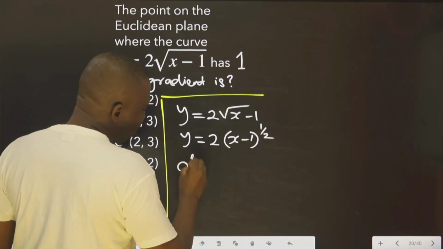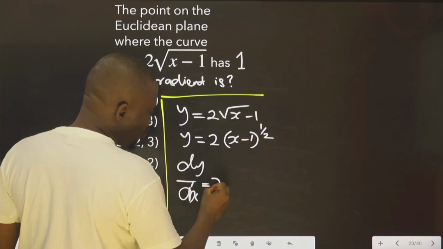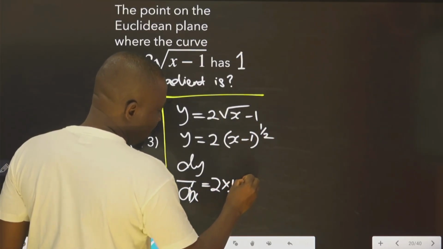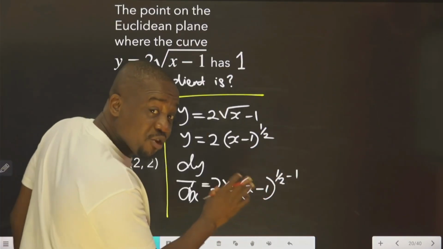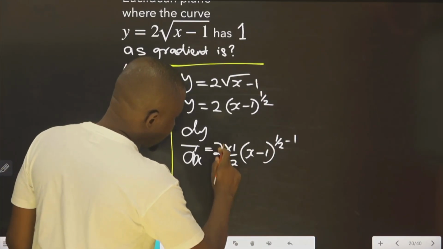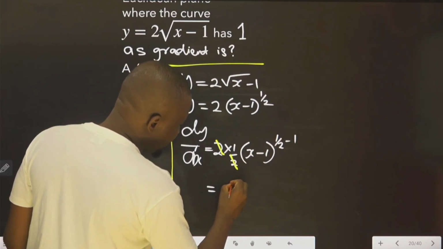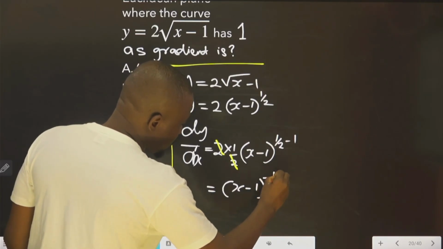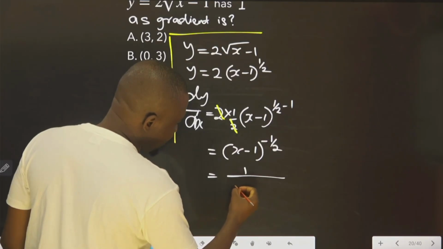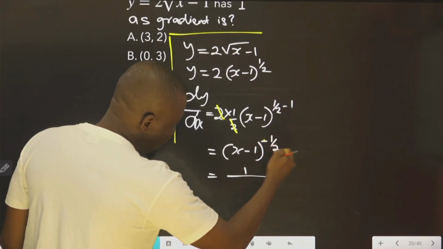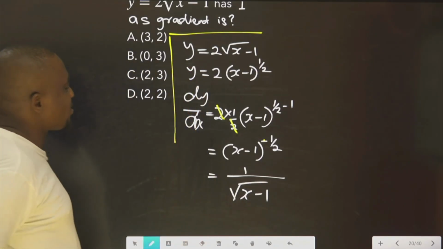Now you can differentiate to say dy over dx of this is equals to, you bring this one down, that is 2 multiplied by 1 over 2. Then you reduce this one by 1. If you solve this now, you're going to have this and this will cancel. This will give us minus 1 over 2. And you agree with me that this minus is 1 over this minus. Then this is the square root of x minus 1. That is the dy over dx of this.